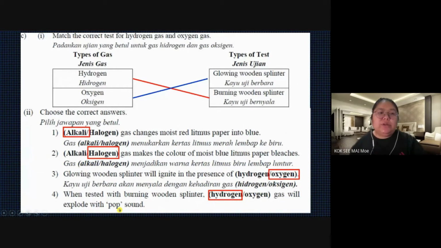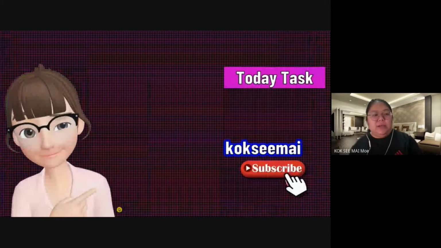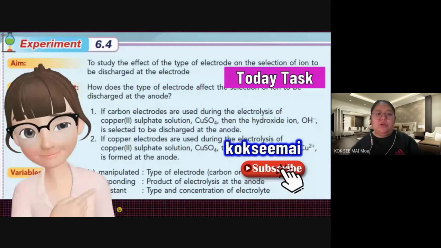Okay, so this is all the answers for yesterday's exercise. Hope you finished everything. I give you the answers already. Actually, you can keep it. You don't need to pass it to me because you can get the answers. Okay, so what lesson is this? I need to present for today. What you need to do is the experiment. Please copy the full experiment 6.4 in your experiment books.